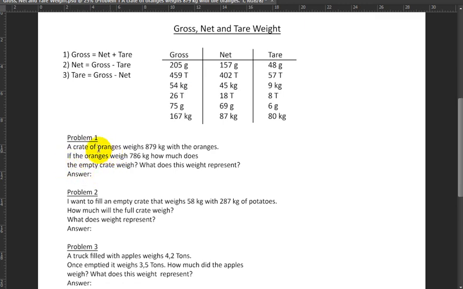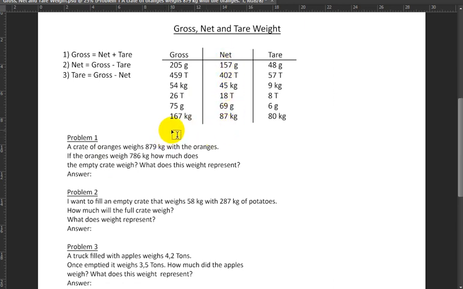Then we're being told that the oranges alone weigh 786 kilograms. Again, you need to identify which of these weights that is. Since we're being told the weight of the oranges, you need to think, okay, are the oranges the container or are they the content? Are they the thing that is packaging, or is it the thing being packaged? Is it the insides? Well, the oranges are inside the crate, so they are the inside of it. They are the net weight.